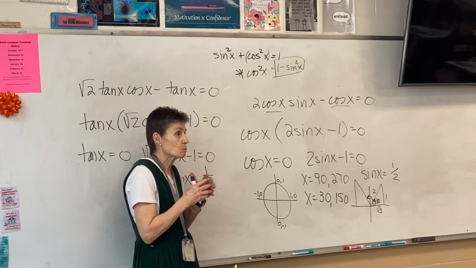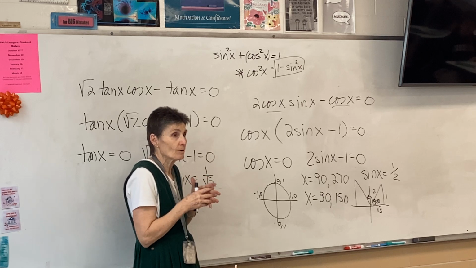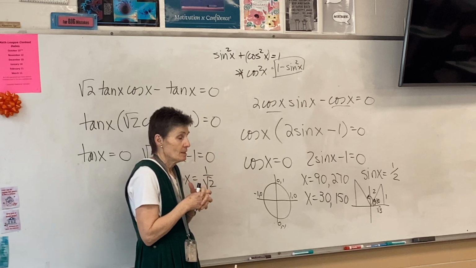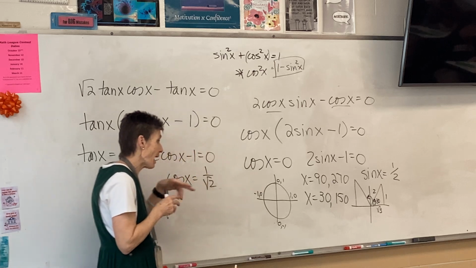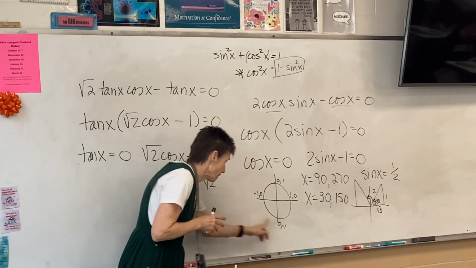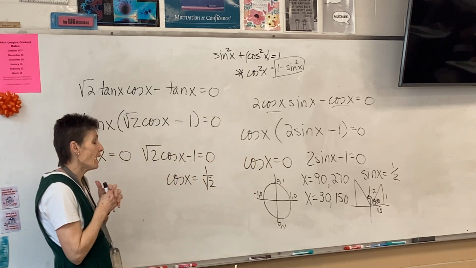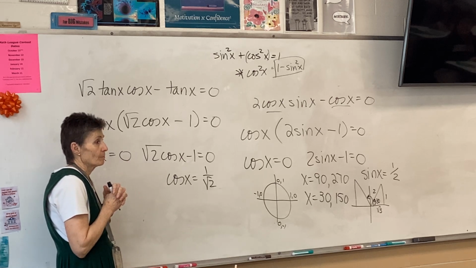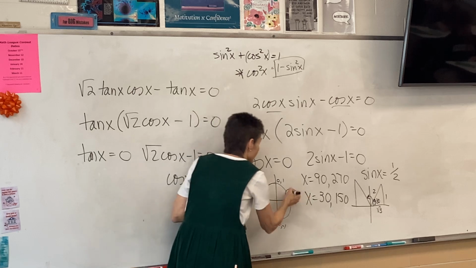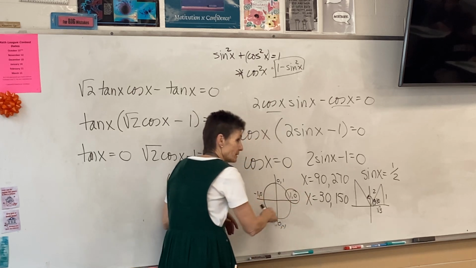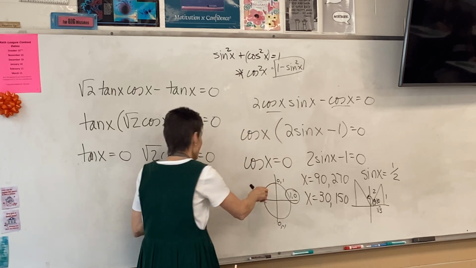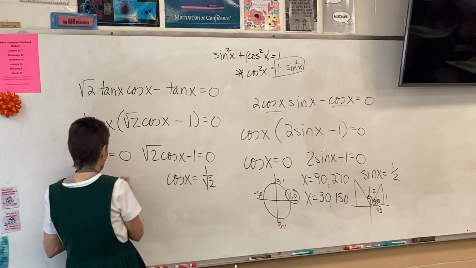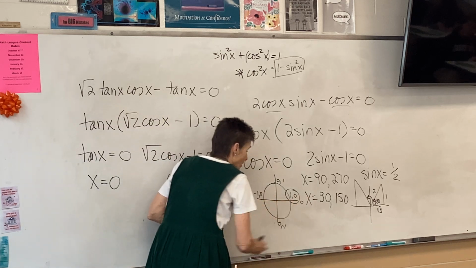Tangent is y over x. So where does it happen that if I put y over x, I get 0? Right here. What's 0 over 1, guys? 0. Okay, so one of my answers is 0. Remember, that's where we start.